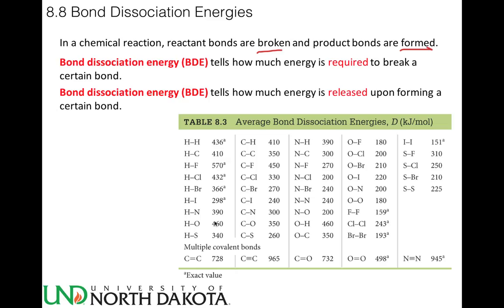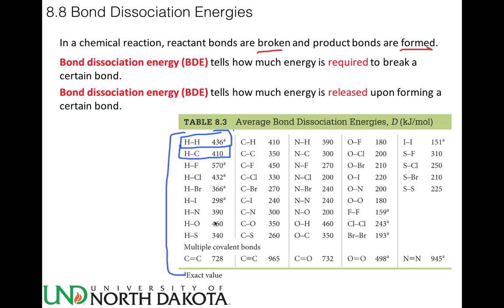Table 8.3 in our textbook shows the average bond dissociation energies. And what Table 8.3 does is it gives us particular bonds, whether they are hydrogen-hydrogen bonds or hydrogen-carbon bonds. It gives us a whole bunch of different bonds, and then the value that's next to them is the amount of energy in kilojoules per mole.